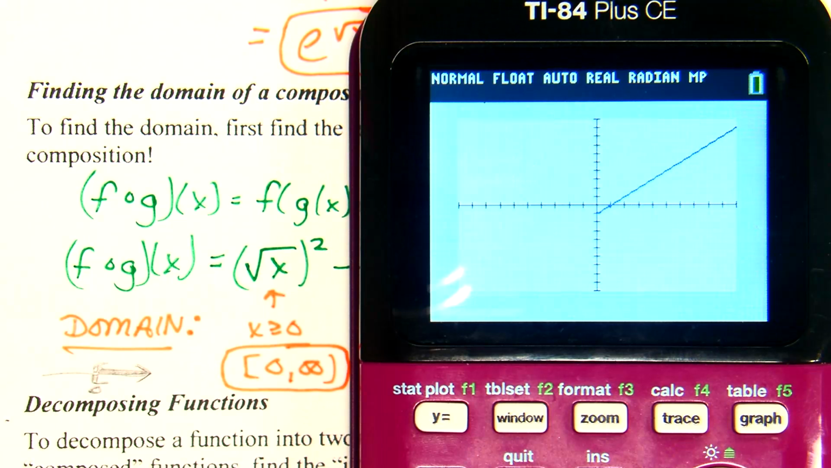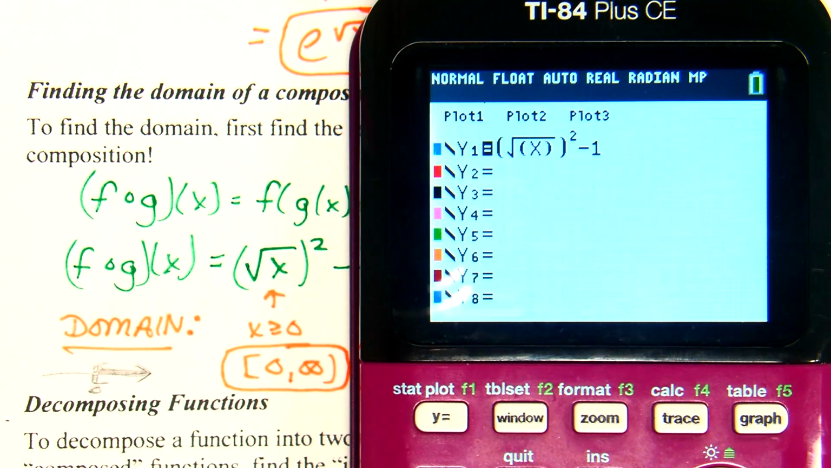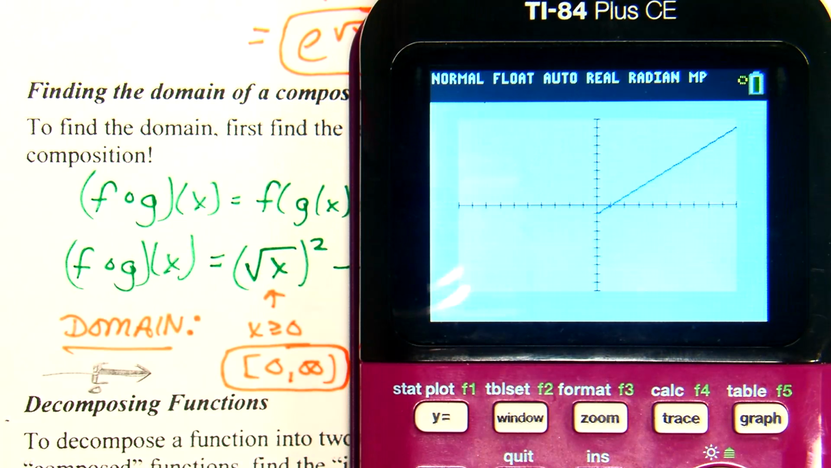I learned something new. Because if we had simplified it, the square root of x squared we decided was x, right? Minus 1. Notice the difference now? It's going to graph the whole line. I'm kind of surprised, honestly. Would I be able to get the domain out of that?